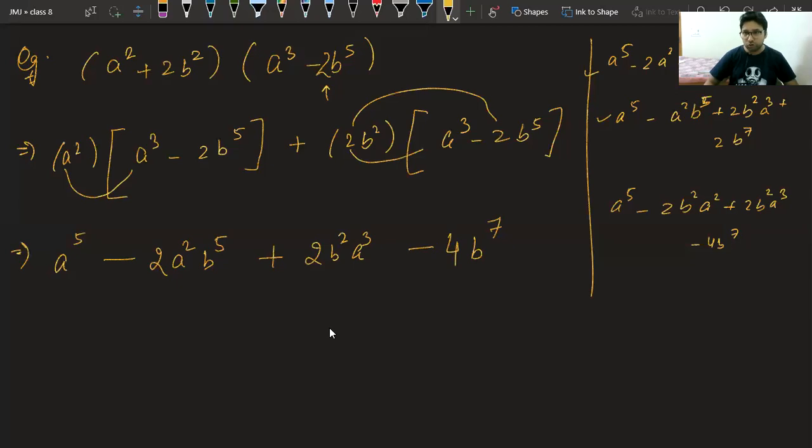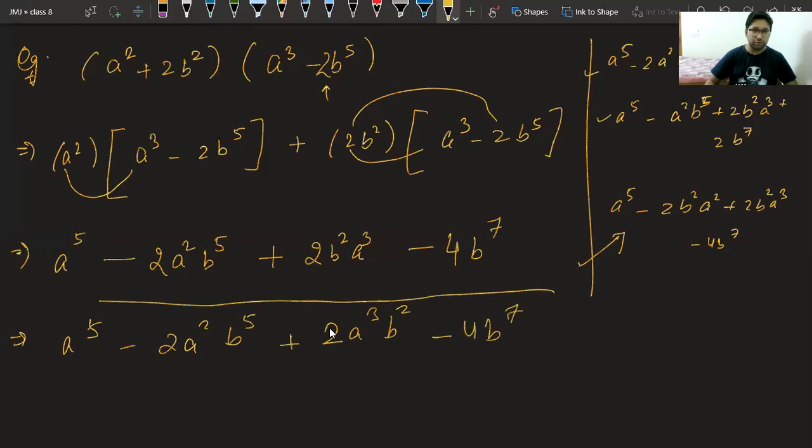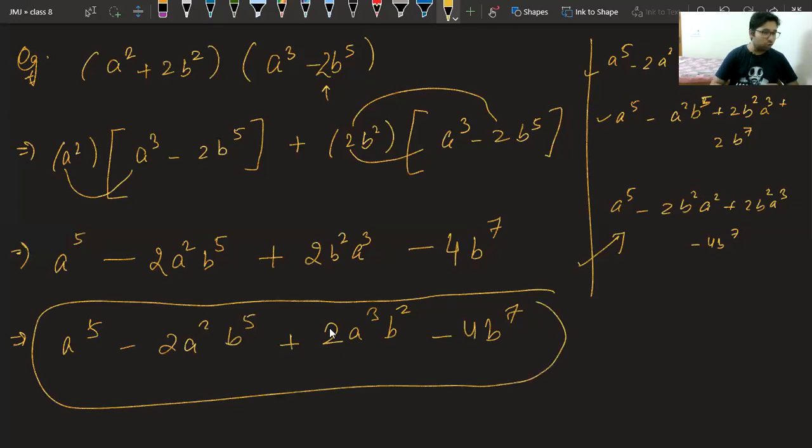I hope some of you have got the correct answer. Yes, I think this one is the correct one. So the correct answer is a power 5 minus 2a square b power 5 plus 2a cube b square minus 4b power 7. Those who have got this answer, they all are correct. They all are fine.